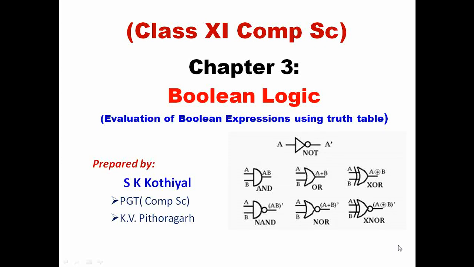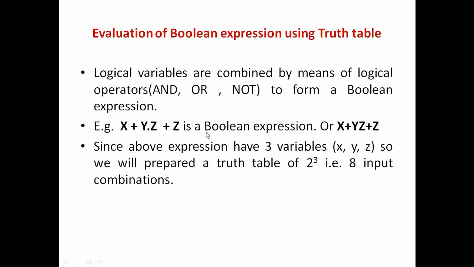Using truth table. So let us begin with this topic. Evaluation of Boolean expression using truth table. Logical variables are combined by means of logical operators, that is AND, OR, NOT, to form Boolean expressions. So what are Boolean expressions? Boolean expressions are basically when we combine logical variables by means of logical operators to form any expression. That expression is called a Boolean expression.